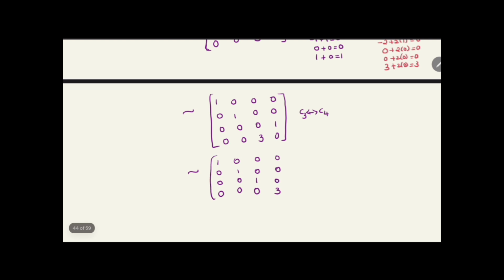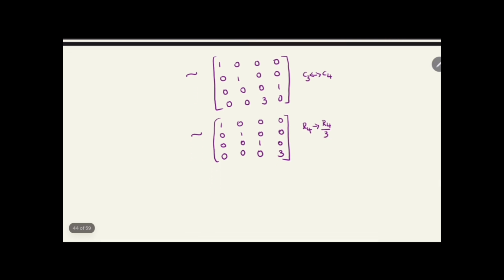Now the last step is I have to divide R4 by 3 so that the last row will become 1. Okay, so this is the last operation. So 1 0 0 0, 0 1 0 0, 0 0 1 0 and 0 0 0, 3 by 3 is 1. Sorry.